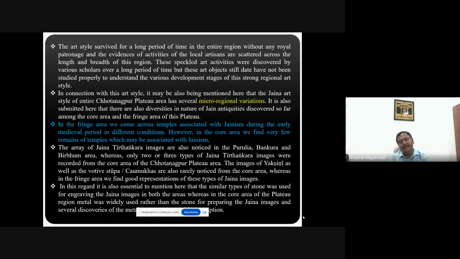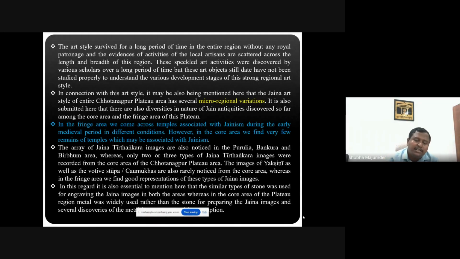We also identify that there are some variations in the art style which developed in the core area and the fringe area of the plateau. We can call the core area Ranchi and its surroundings, and the other part of the plateau area is the extended, bordering part of Purulia and Bankura district. In the fringe area, we came across temples associated with Jainism during the early medieval period in different conditions. However, in the core area, we find very few remains of temples which may be associated with Jainism. So there are some variations among the findings, as well as the context, of the Jain antiquities.